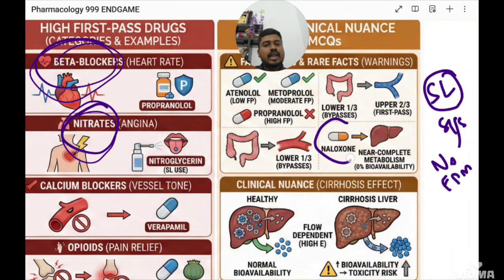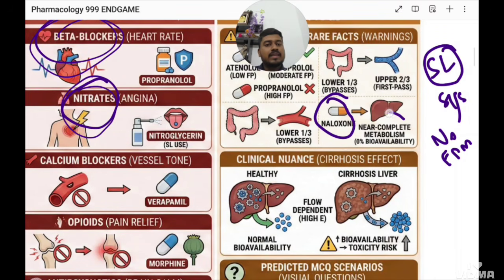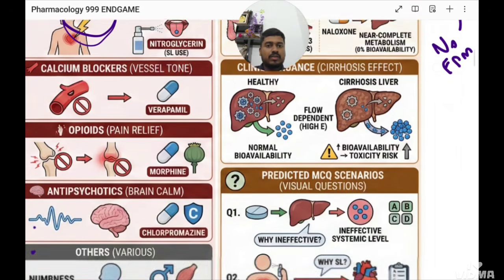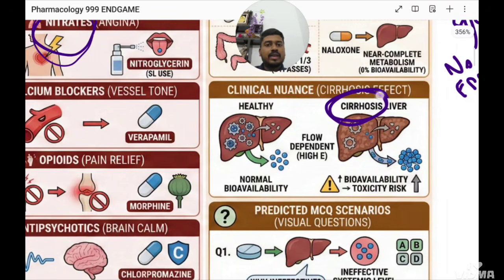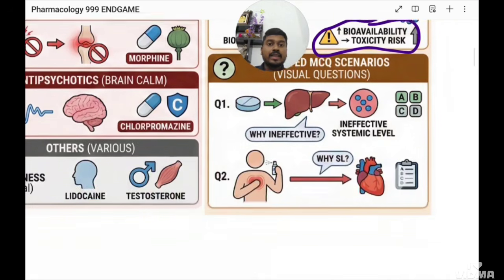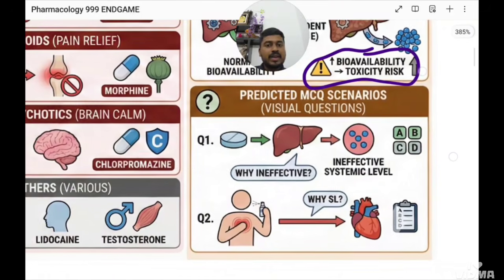Next, naloxone is an important medication which has near complete first pass metabolism, with 0% bioavailability. So naloxone is not given through the oral route. Next, what is the clinical significance? Let's say in cirrhosis, there is increased bioavailability. Why? Because the liver is damaged, there are not many enzymes left in the liver, so first pass metabolism is decreased, as a result of which an increased concentration of drug is available in the systemic circulation, so there can be increased toxicity of the drugs in cirrhosis.